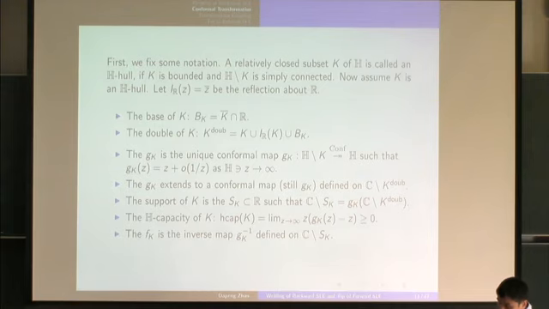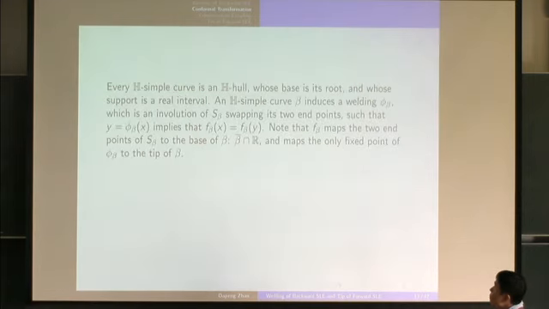The support of K, S_K, is the subset of R such that C without S_K is the g_K image of C without K double. The H capacity of K is defined by that formula, which is non-negative. The f_K is the inverse map of g_K, which is defined on the complement of the support. Now, every H simple curve is an H-hull. It's an easy example, whose base is its root and whose support is a real interval.